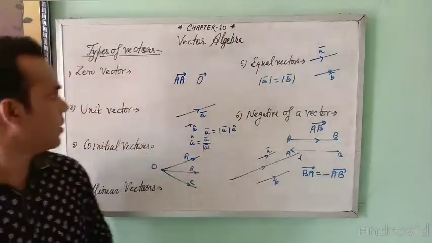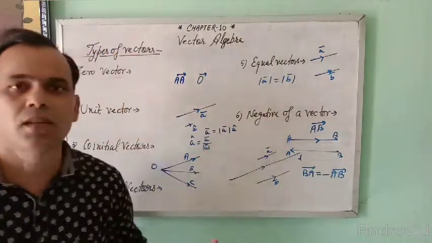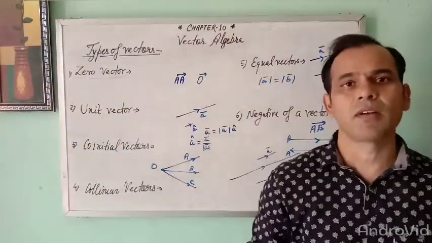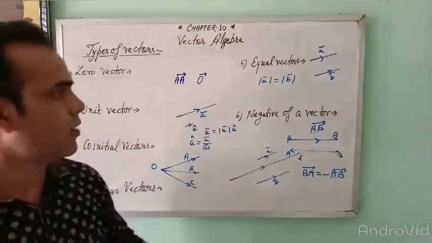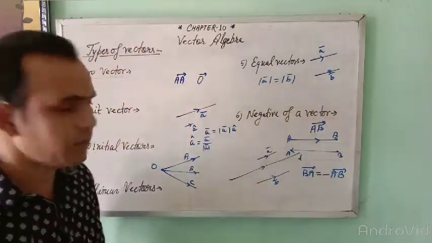So these are the different types of vectors we explained. The total concept for exercise 1.1 is completed now, so we can solve exercise 1.1 simply, and in the next video we will discuss the concepts for the next exercises. Okay, thank you.